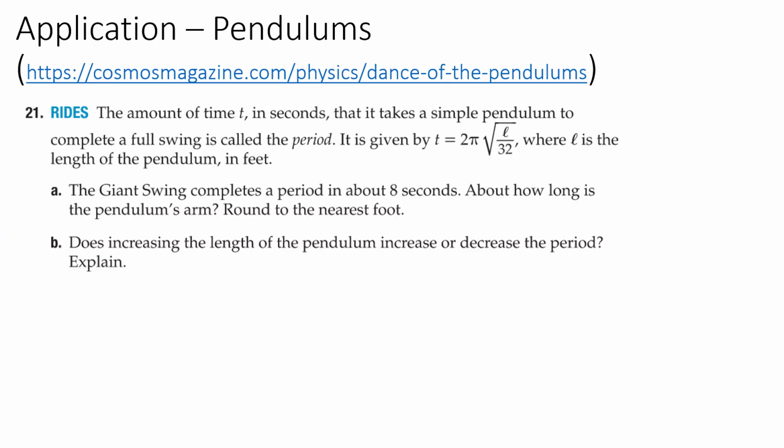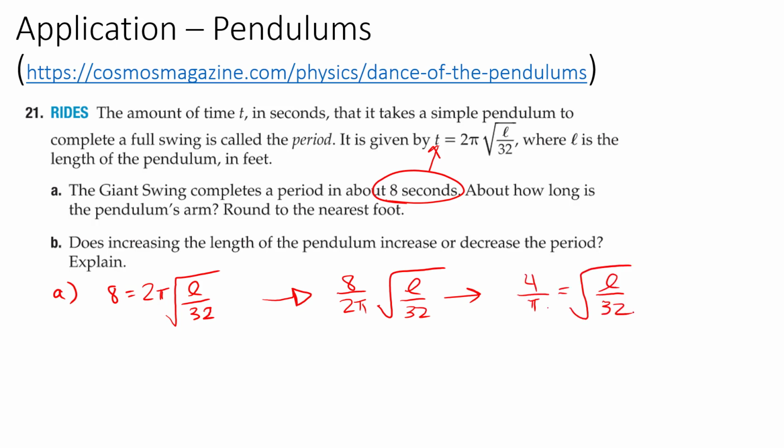So the giant swing completes a period in about 8 seconds. How long is the pendulum's arm? Okay, so 8 seconds, that's our t value. Okay, how are we going to solve this? This is just like what we practiced yesterday. We want to isolate that square root sign, so I'm going to divide both sides by 2 pi, and I can simplify.